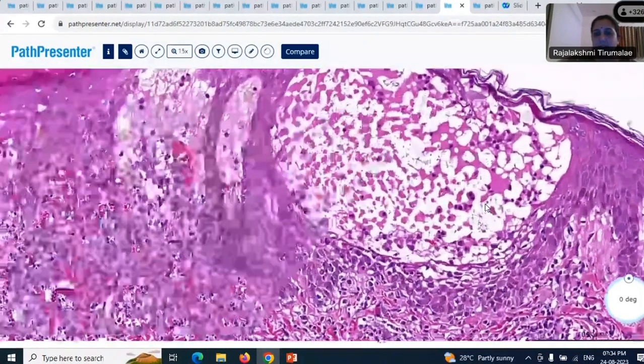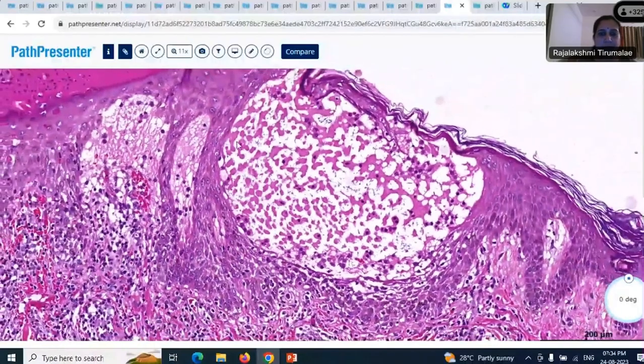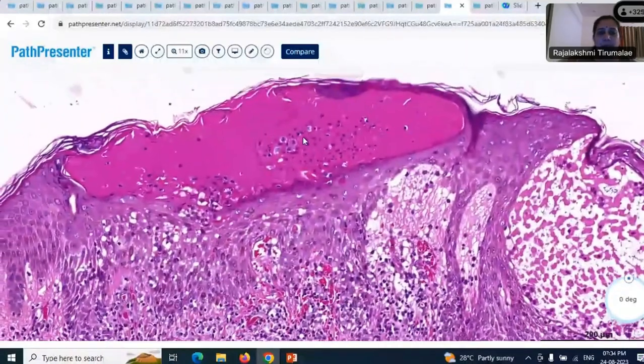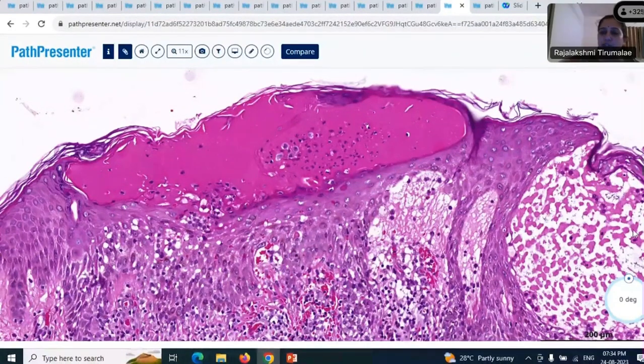And what does the vesicle contain? It does contain a few acantholytic cells, mostly lymphocytes, right? And there are these pink blobs, and it is moved higher up here. Here it is within the stratum corneum, right? So this is nothing but the serum. So this is the spongiotic vesicle, and these are the contents of the vesicle which have moved higher up, because as the lesion is evolving, that's what you see.